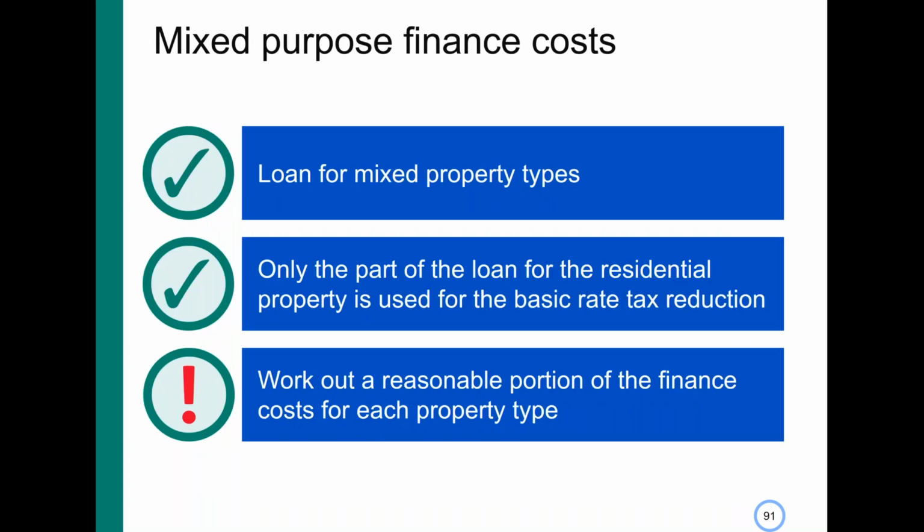If you have a loan that's used for mixed property types, only the part of the loan for residential property is used to work out the basic rate tax reduction. For example, a loan used for a shop and the flat above it. In this case, work out a reasonable portion of the loan costs for each type of property.